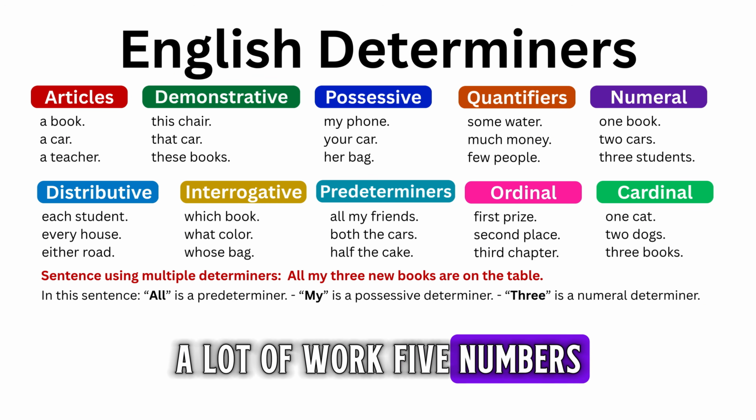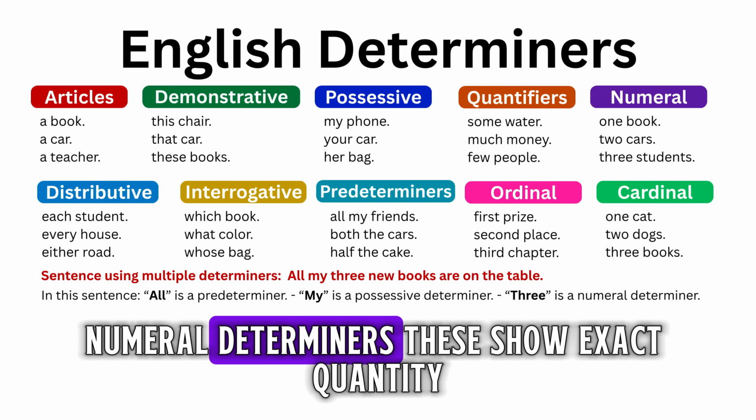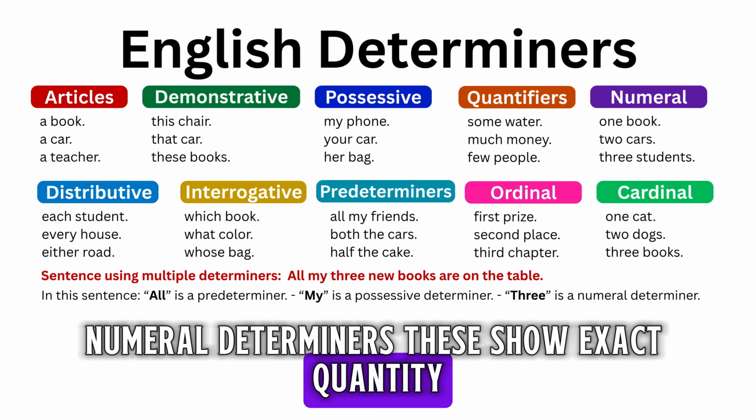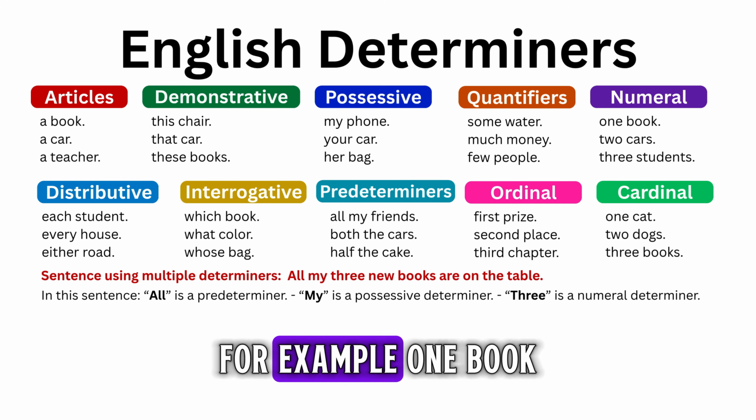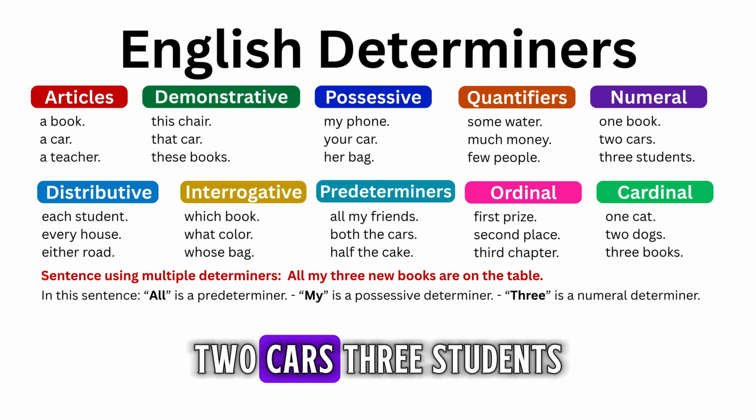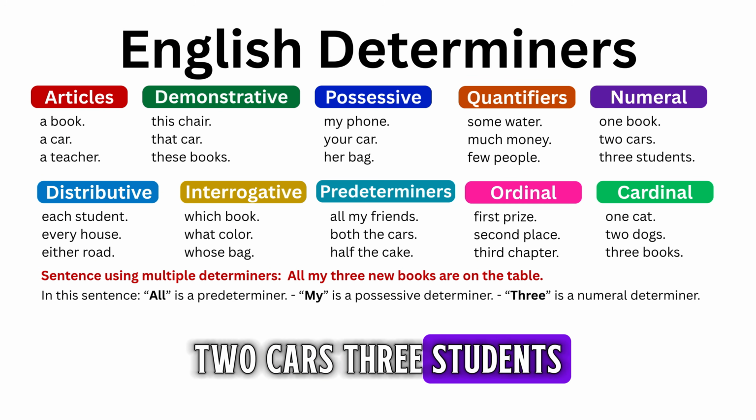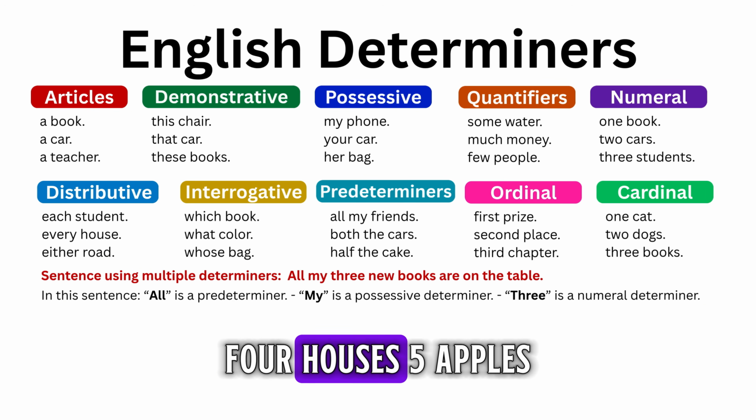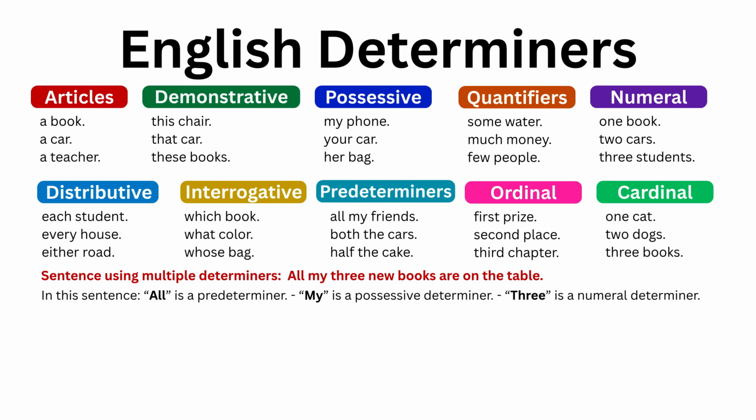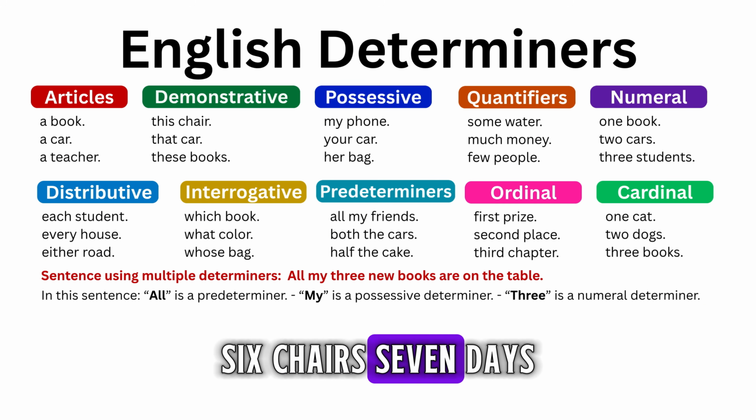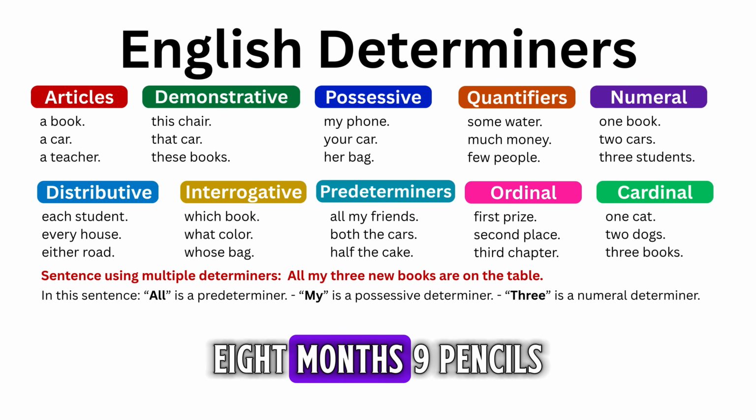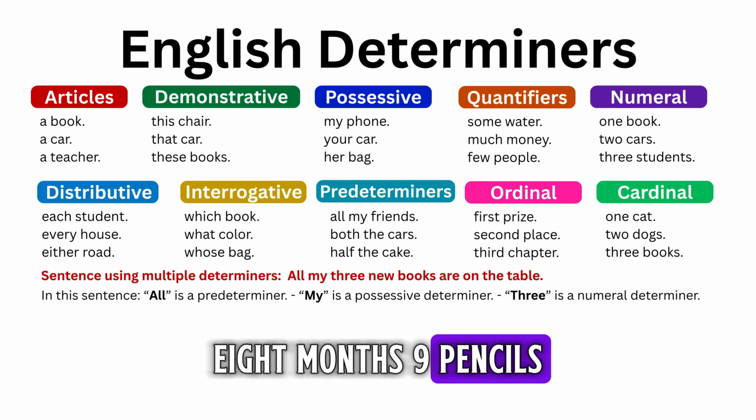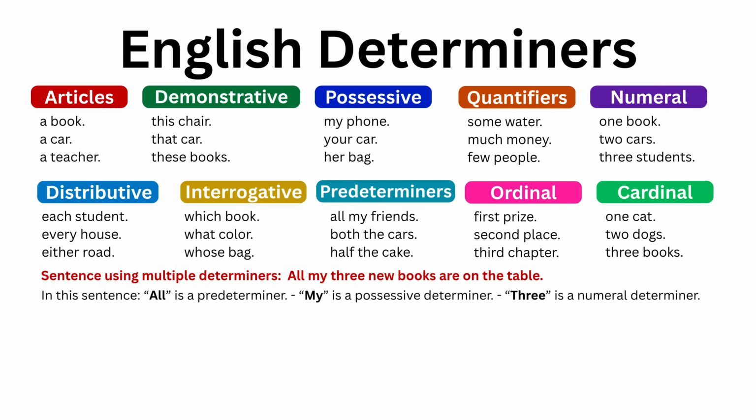5. Numbers, numeral determiners. These show exact quantity. For example, 1 book, 2 cars, 3 students, 4 houses, 5 apples, 6 chairs, 7 days, 8 months, 9 pencils, 10 teachers.